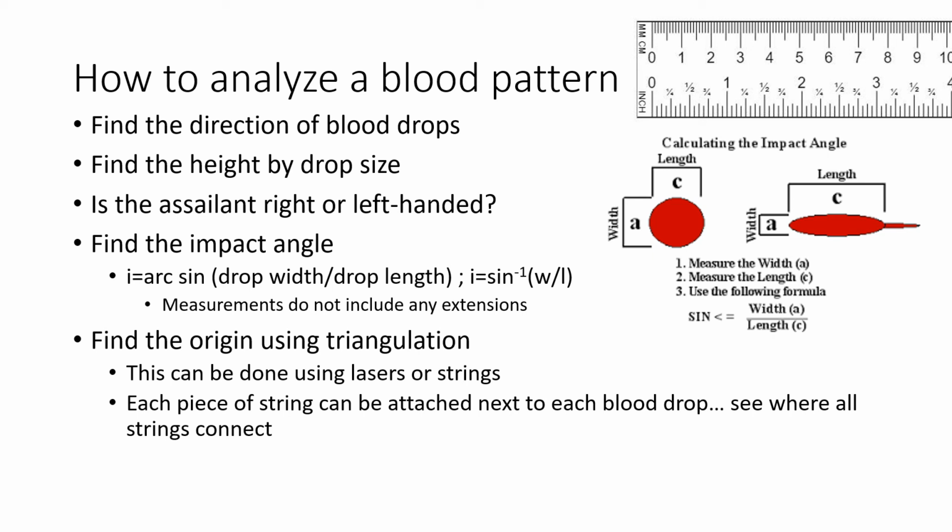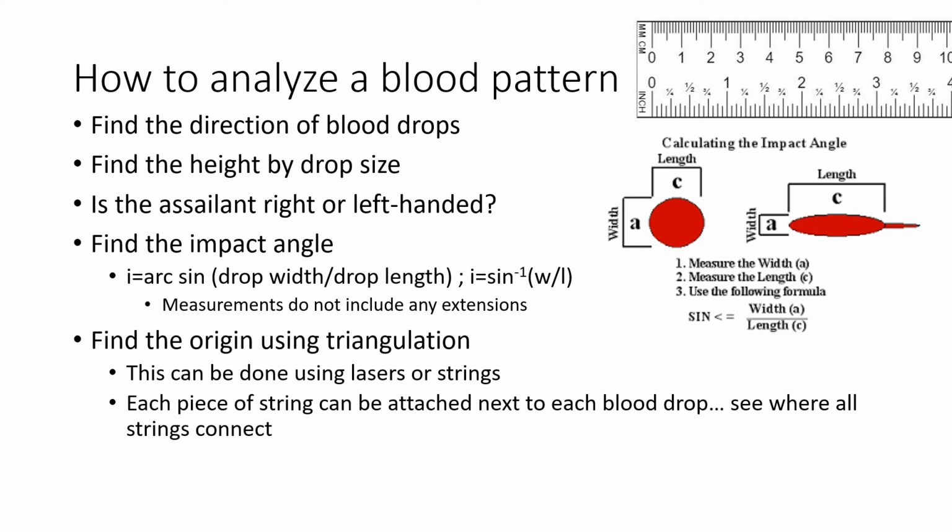You may be able to tell if the assailant was right or left-handed by where those cast-off patterns are. Like if you can tell where the person was standing, if all the cast-off patterns are to the right of where that person was standing, they're right-handed. If all the cast-off patterns are to the left, that individual was left-handed.